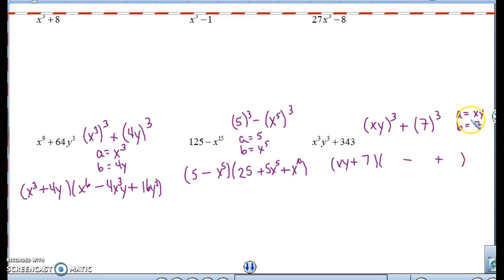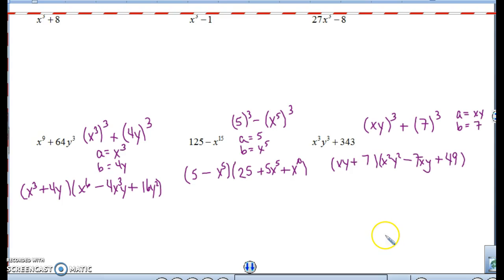Now, what is xy quantity squared? Well, it's xy times xy, which is x squared y squared. Multiply these together. A times B would be 7xy. And then B squared is going to be 7 times 7, which is 49.